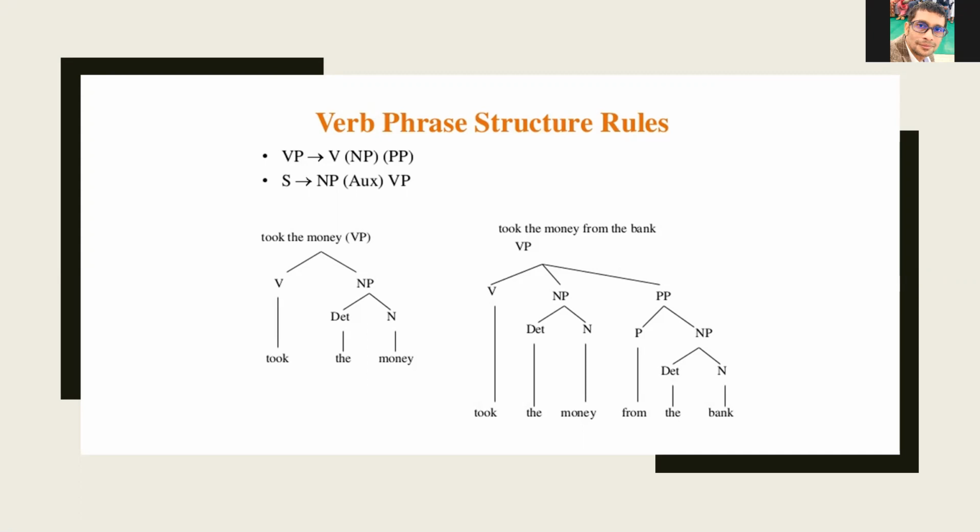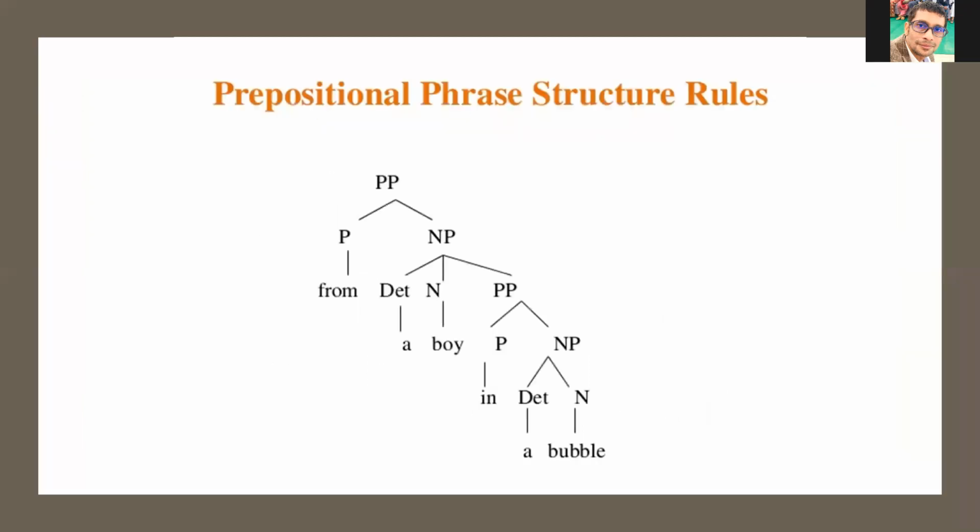On the right side, took the money from the bank. There are two main parts, took the money and from the bank. From the bank is actually a prepositional phrase, but took the money is a verb phrase. But in the end, verb phrase and prepositional phrase make a VP, or verb phrase. Okay, now go to the next slide.